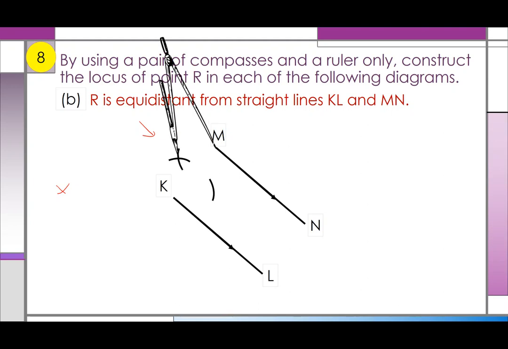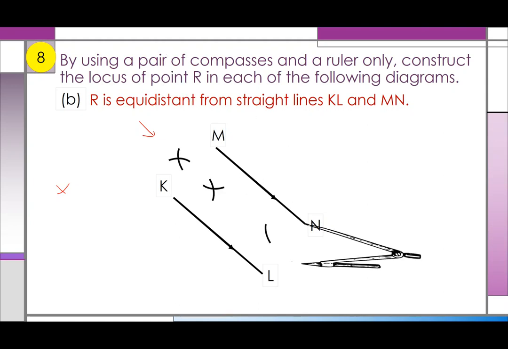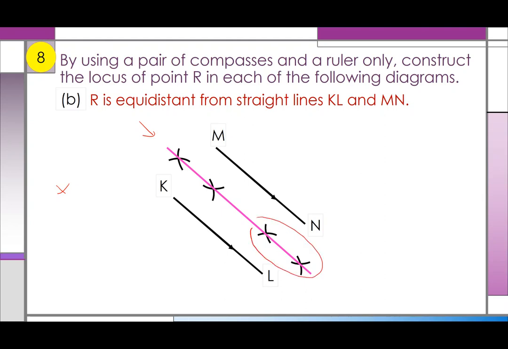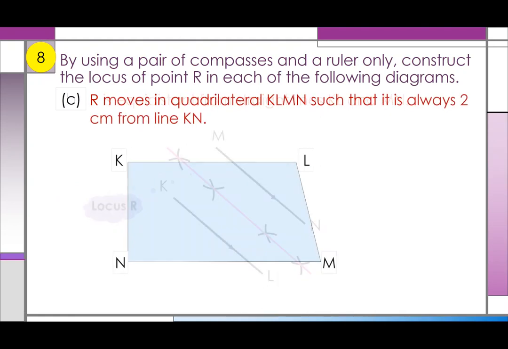Okay, so what you need to do, open your compasses and draw. So, same with this one. So now you can draw a straight line. Actually, you can ignore this one. 其实你可以不用做这一条，你直接用这一条，你就可以拿到你的 straight line 了。You can ignore this one because we have two points, so we can draw a straight line already. So this is the parallel line in between KL and MN. So this is our locus R.